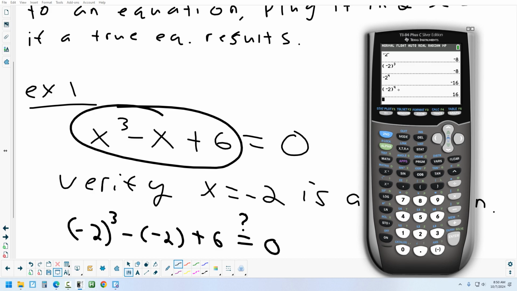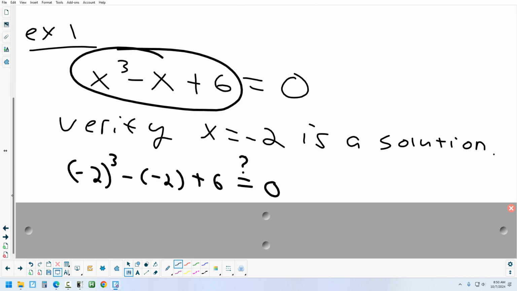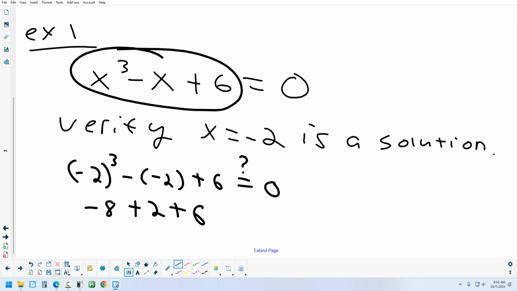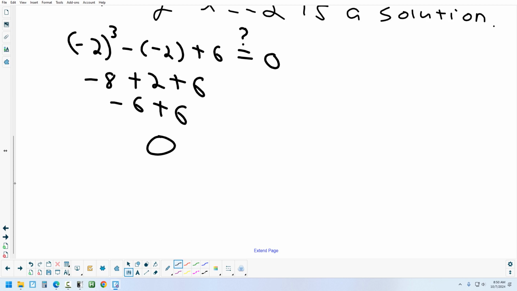Okay, so -2 cubed gives me -8. And what's going to happen here with -2? Just adding. Yep, it's going to become +2. Okay, and what's -8 plus 2? It's -6. And -6 plus 6? 0. That's 0. Okay, so we got 0.